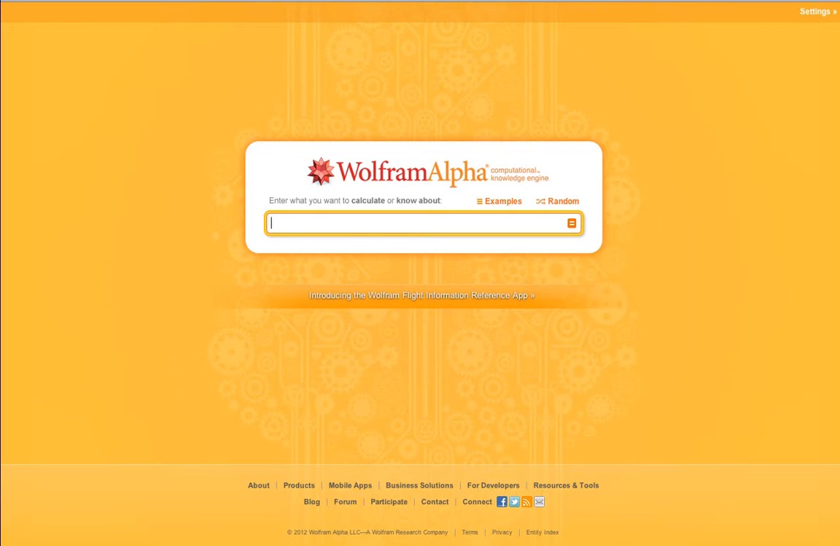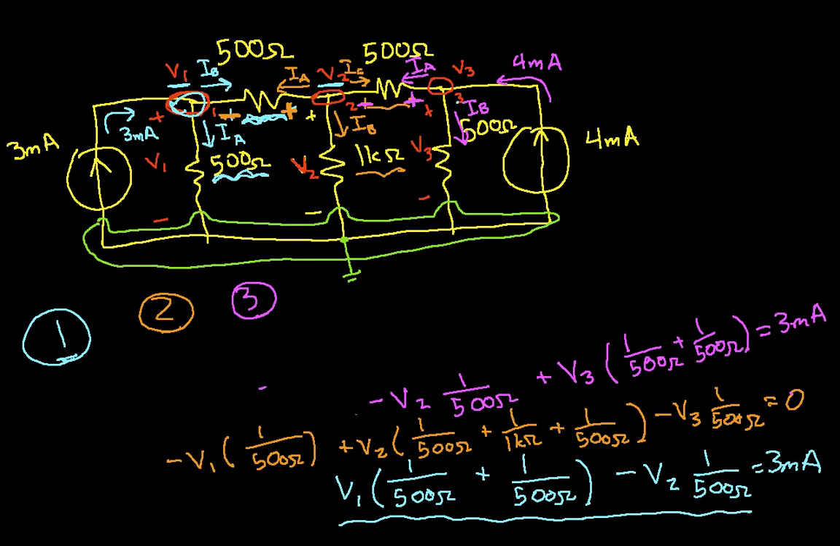So all I need to do then to solve the system of equations is type it into this window in Wolfram Alpha. So let's see. Our first equation is going to be V1 times 1 over 500 plus 1 over 500 minus V2 times 1 over 500 is 3 milliamps.